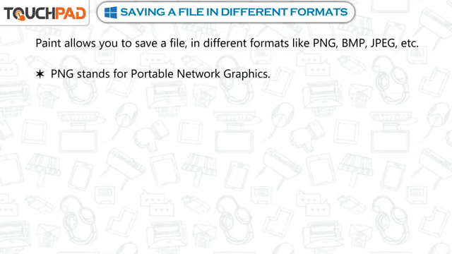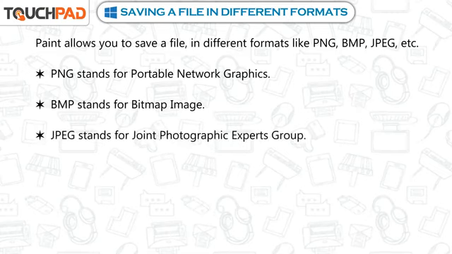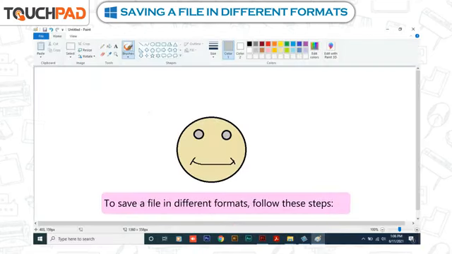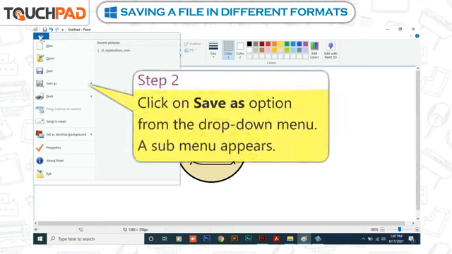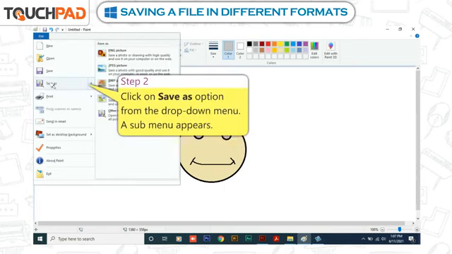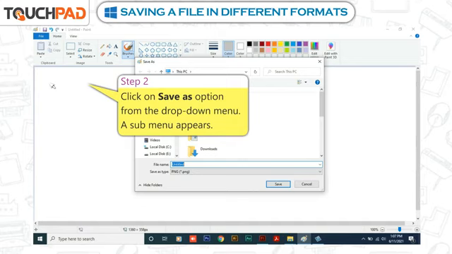PNG stands for Portable Network Graphics. BMP stands for Bitmap Image. JPEG stands for Joint Photographic Experts Group. To save a file in different formats, follow these steps. Step 1. Click on File tab. Step 2. Click on Save As option from the drop-down menu.